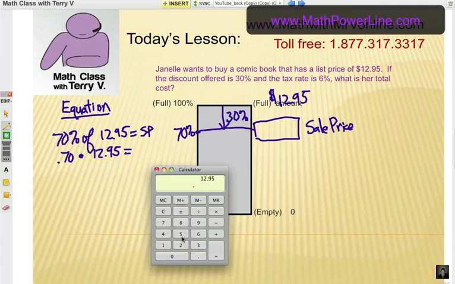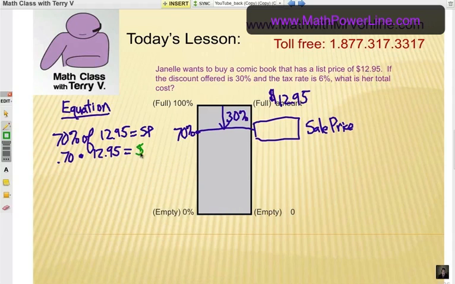So we're going to multiply that, and we're going to get 9.065. 9.065 is $9.07. We have to round up. Okay, so $9.07. All right, so that's how much you would pay for the sale price after a discount.